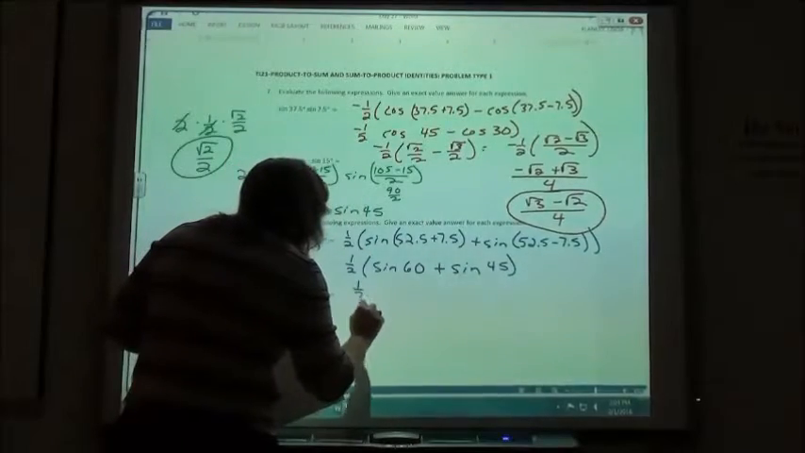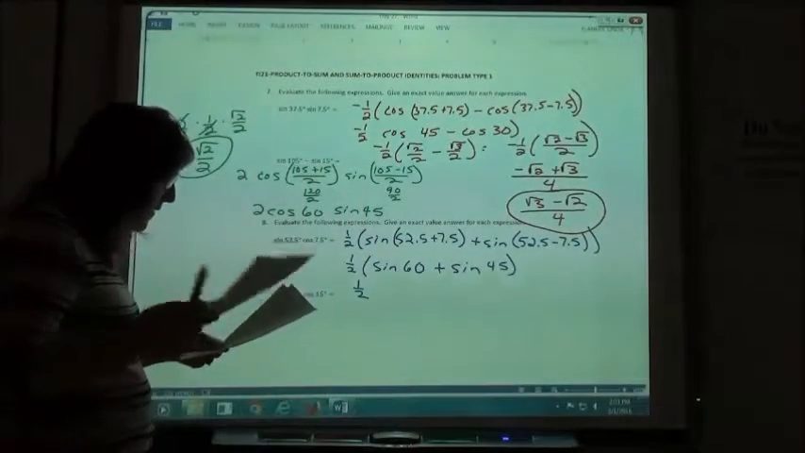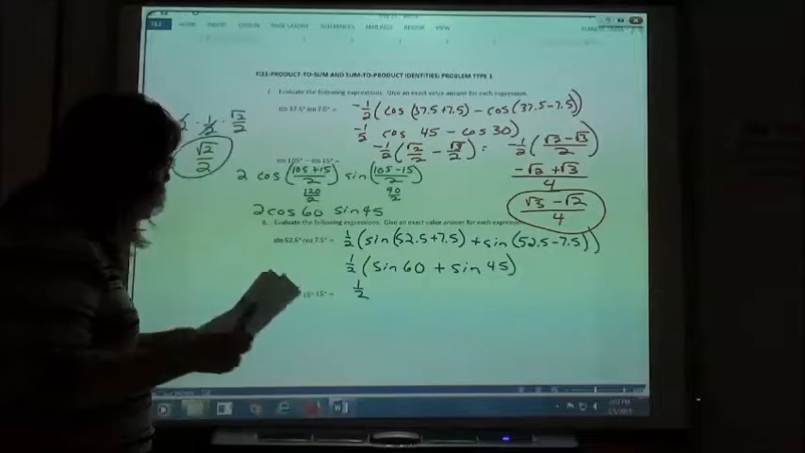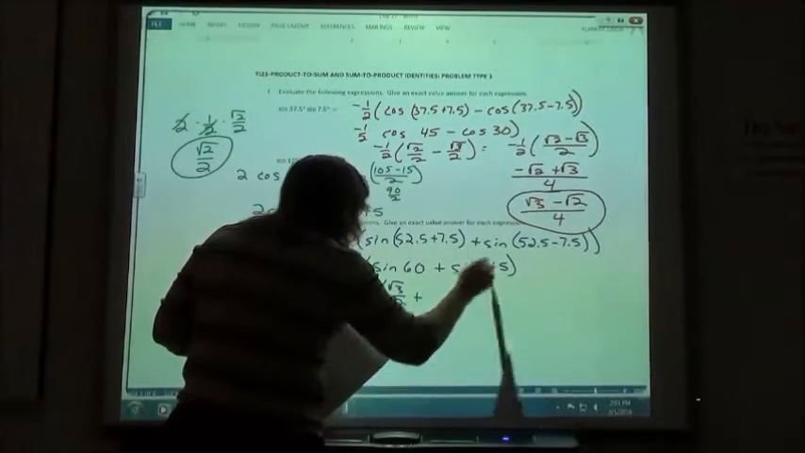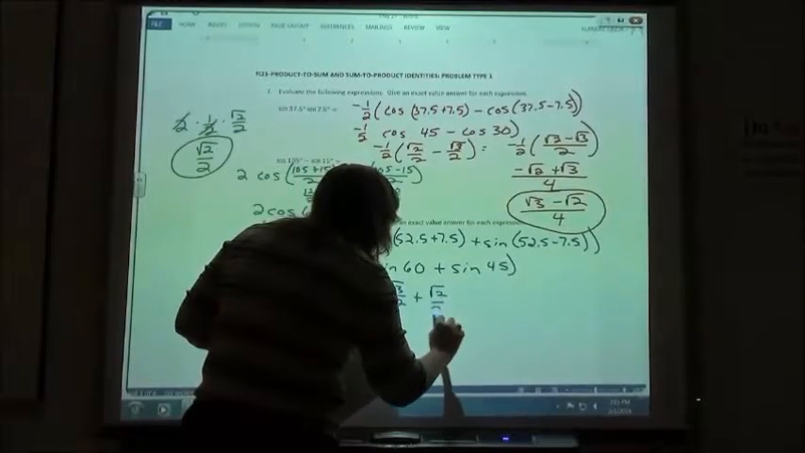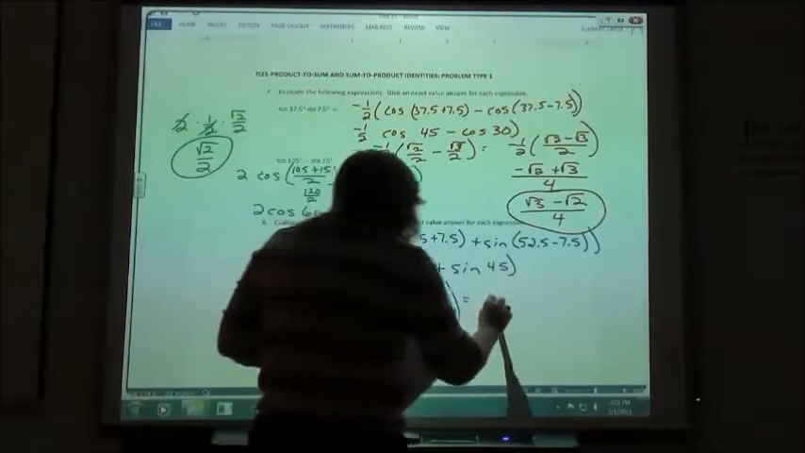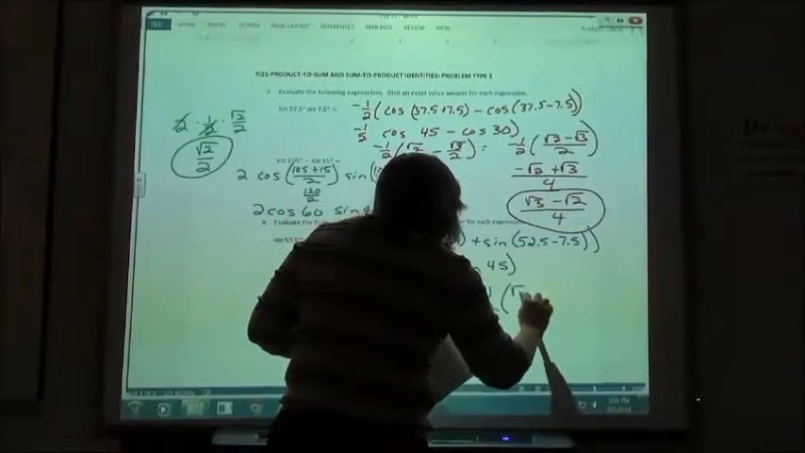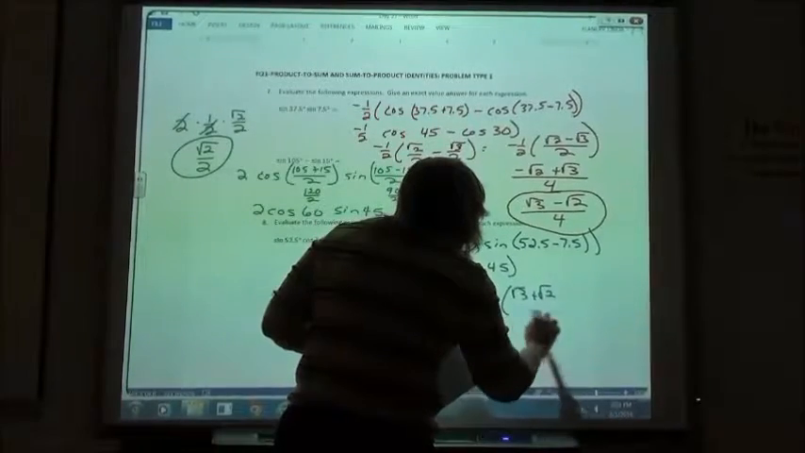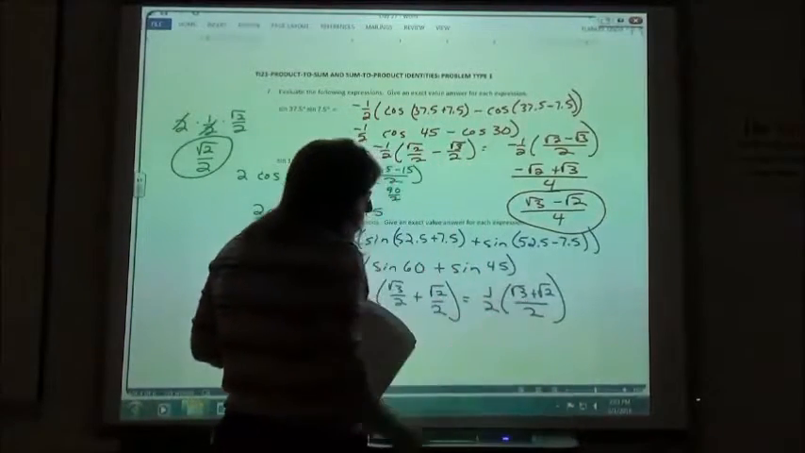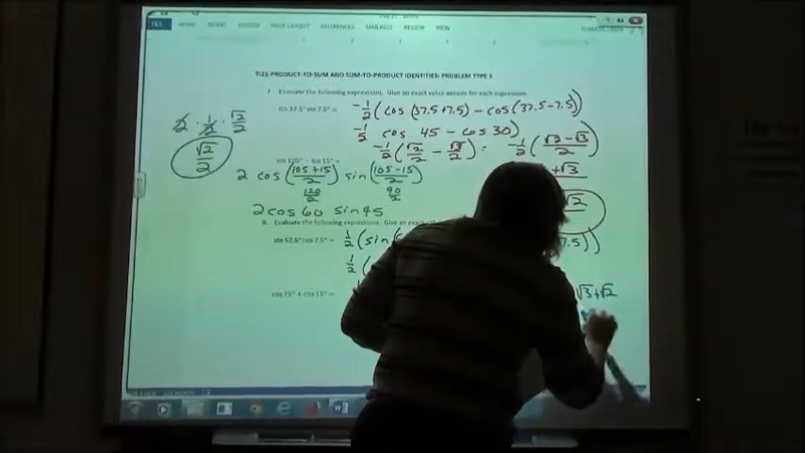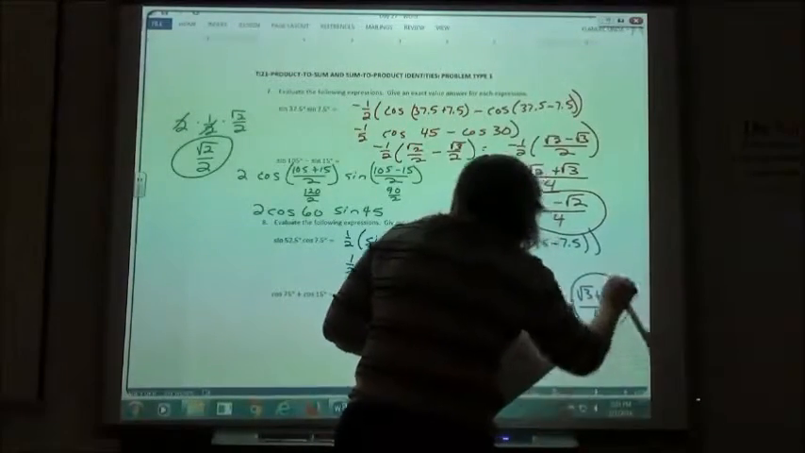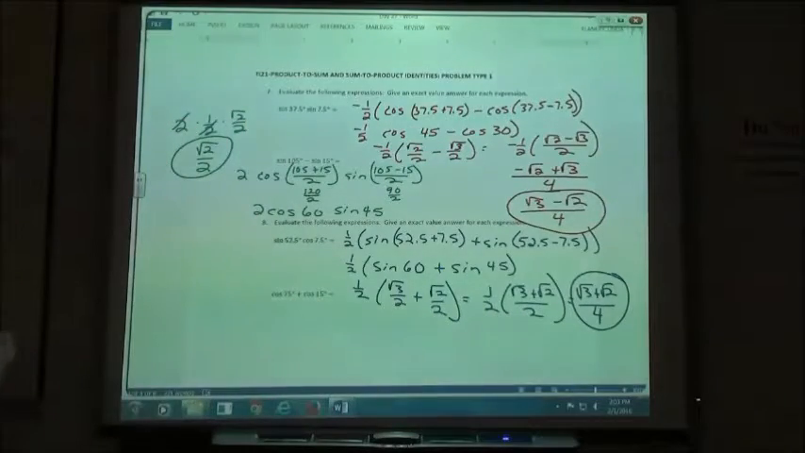So 1/2, the sine of 60, if I look that up, is the square root of 3 over 2. The sine of 45 is the square root of 2 over 2. So I have 1/2 times square root of 3 plus square root of 2 over 2. Multiplying that out, then I end up with square root of 3 plus square root of 2 over 4. Didn't have the negative on that one to worry about.